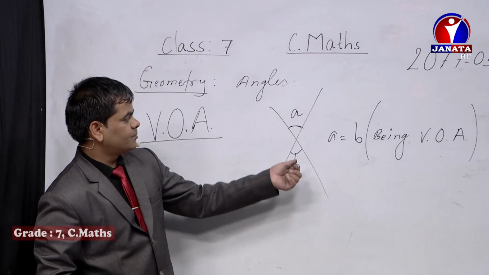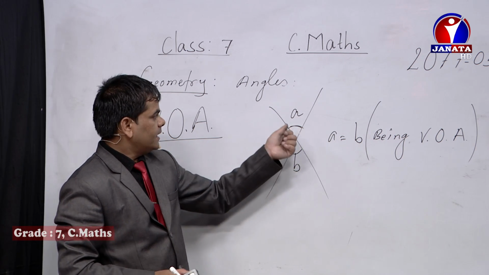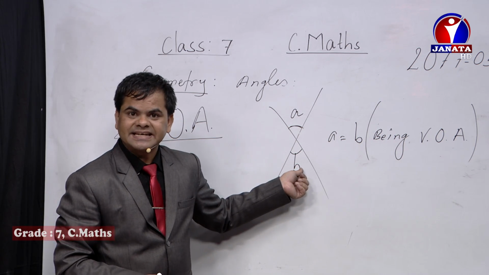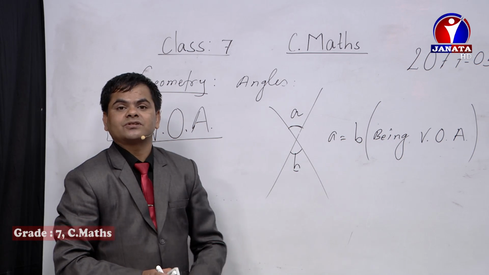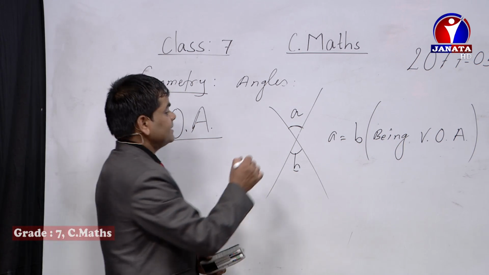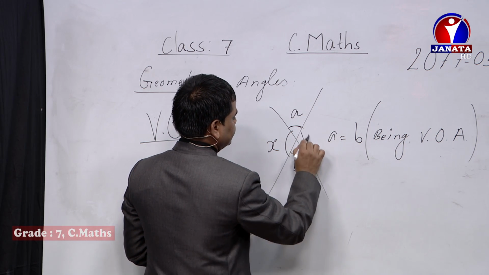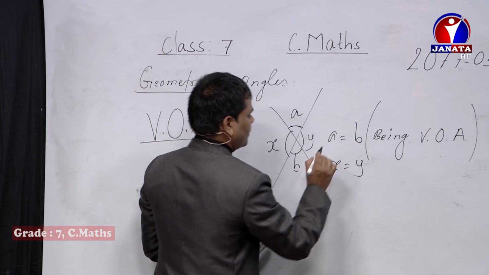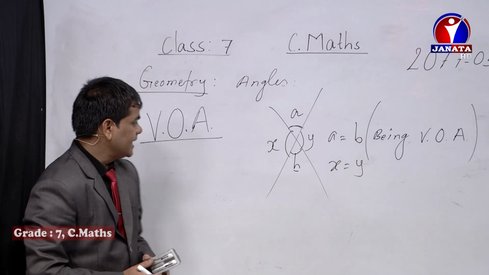So A equals B. It means if the measure of A is 60 degrees, then B also becomes 60 degrees. And if it is 80 degrees, then this one also becomes 80 degrees. Similarly, vice versa, dear student, on this side also, if it is X and if it is Y, then X also becomes equal to Y. This is known as the concept of vertically opposite angles.